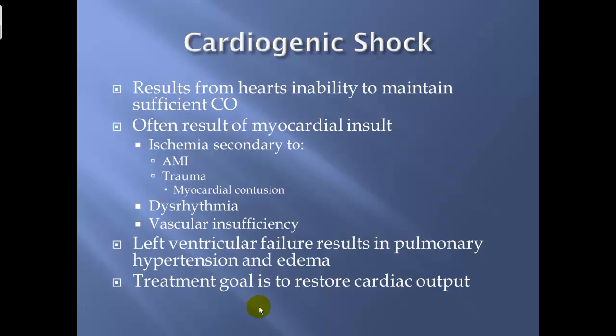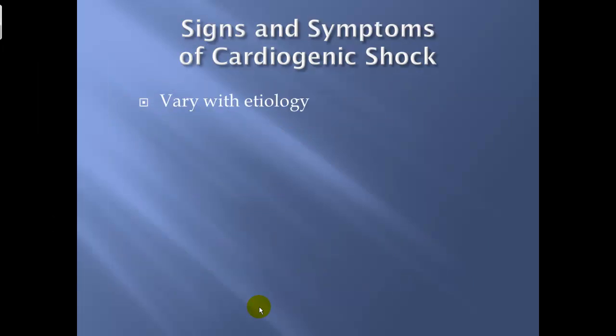Cardiogenic shock results from the heart's inability to maintain sufficient cardiac output, often from myocardial insult, and this would be ischemia secondary to an acute myocardial infarction, trauma or myocardial contusion, a dysrhythmia of some sort, or vascular insufficiency. Left ventricular failure results in pulmonary hypertension and edema. Treatment goal is to restore cardiac output. Signs and symptoms of cardiogenic shock vary with etiology.